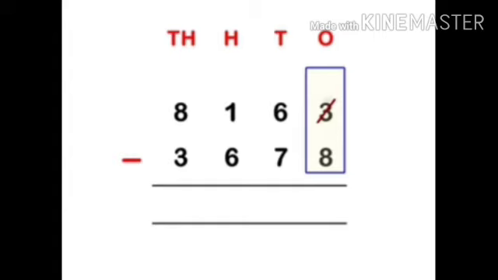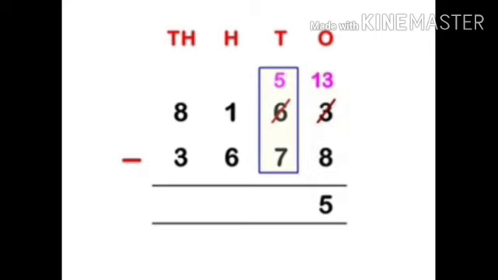Subtract the ones first. 3 is lesser than 8. From the tens column we borrow 1 ten, leaving behind 5 tens. 13 ones minus 8 ones is equal to 5 ones. Write 5 under the ones column. Now subtracting tens. 5 is less than 7. From the hundreds column we borrow 1 hundred, leaving behind 0 hundreds. 15 tens minus 7 tens is equal to 8 tens.